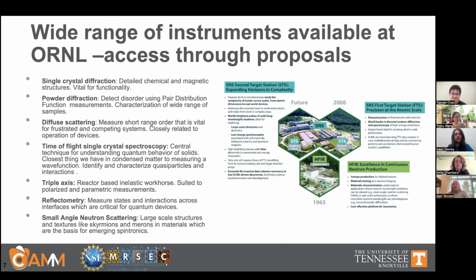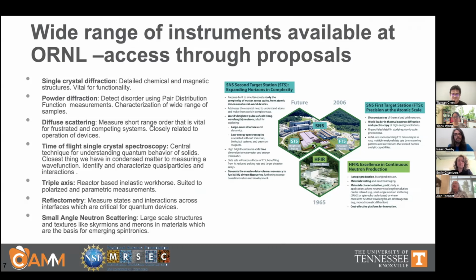The triple axis spectrometer is a reactor-based inelastic workhorse. It's suited to polarized and parametric measurements. Reflectometry. Reflectometry can measure states and interactions across interfaces, which are critical for quantum devices. And finally, small angle neutron scattering. That involves the measurement of large-scale structures and textures, such as skyrmions and merons in materials. These are the basis for emerging spintronics.